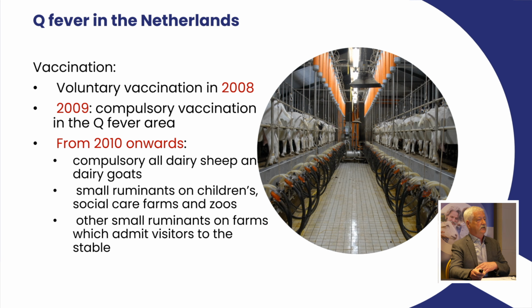So we started vaccination in October 2008 on a voluntary basis in the area where we had found most of the human Q fever patients. Then in 2009, it was compulsory in the province of North Brabant, in the picture I showed you earlier, covered with a red line. And from 2010 onwards, and it still is, compulsory on a yearly basis for all dairy sheep and dairy goats in the Netherlands, also for small ruminants on children's farms, social care farms and zoos, and on small ruminant farms where visitors are admitted during the lambing period to the stable.